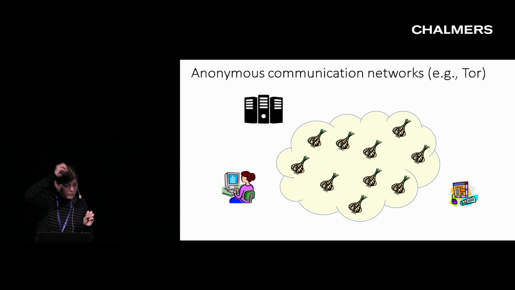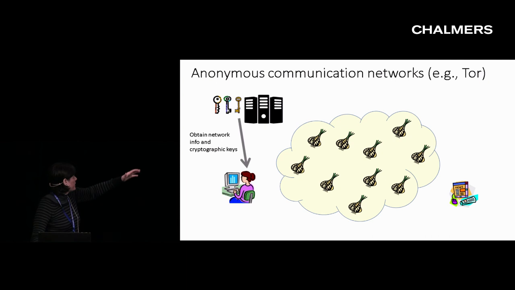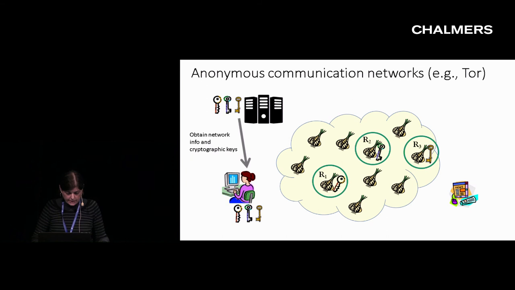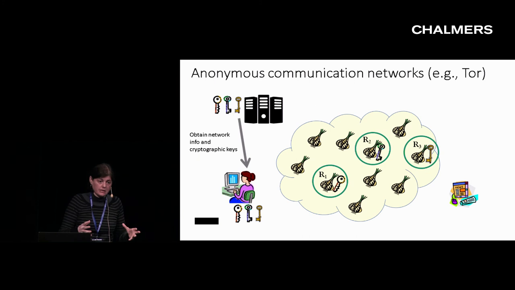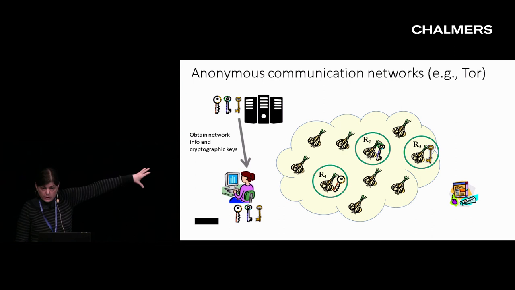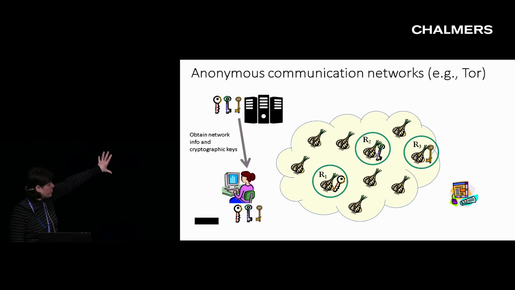So the first thing she has to do is find out about this network. She downloads from a directory authority the addresses and keys of the nodes in the network. Then she selects some of them to construct her circuit. And then she creates her package. It's encrypted multiple times, right? The black package there is what she wants to send to the news site. If she was going directly to the news site, she would just send that directly, okay? But because she's going through this network, she has to do something additional with it.